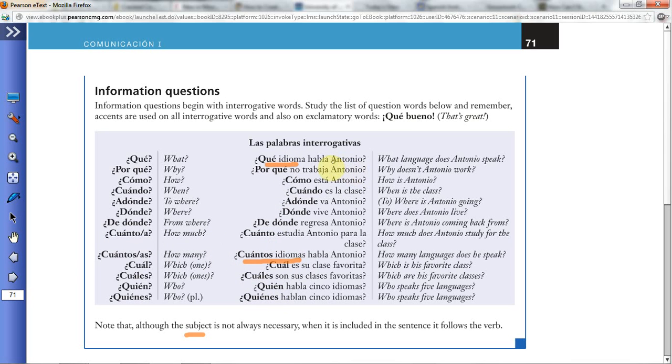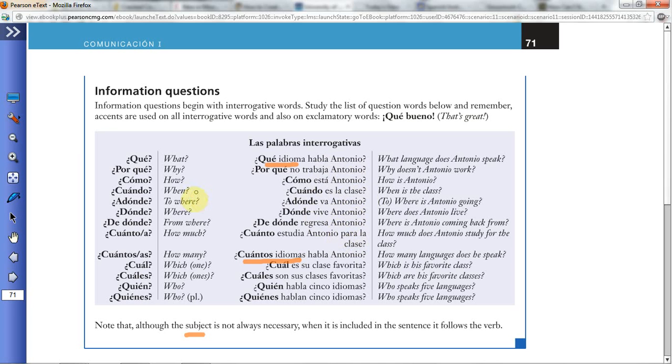Antonio habla, Antonio no trabaja, Antonio está. Okay. This one, let's see, la clase es cuándo. The class is when. Okay. Follow the same pattern. Antonio va, Antonio vive, Antonio regresa, etc.